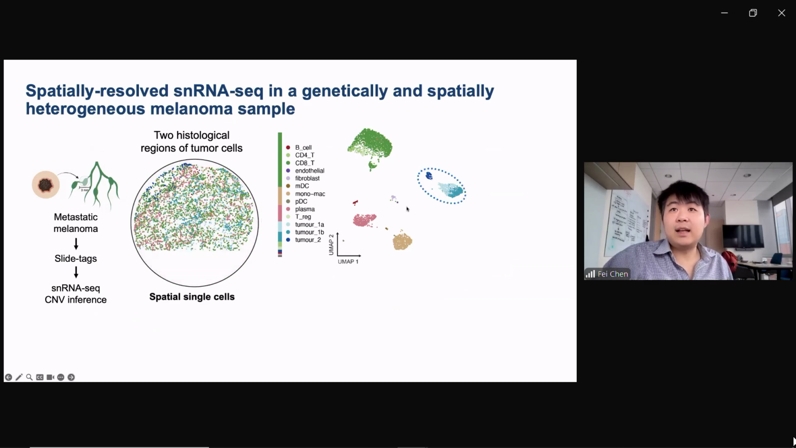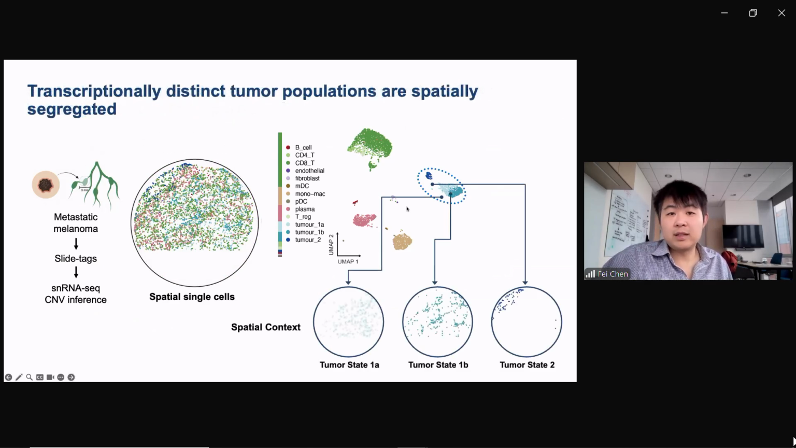directly. And then if you look at these tumor cell compartments, they're each defined by unique transcriptomic states. When mapped spatially, these actually segregated into spatial regions. They align quite closely with the two regions that we identified, with tumor state 2 being in one region and 1A and 1B being in another region.